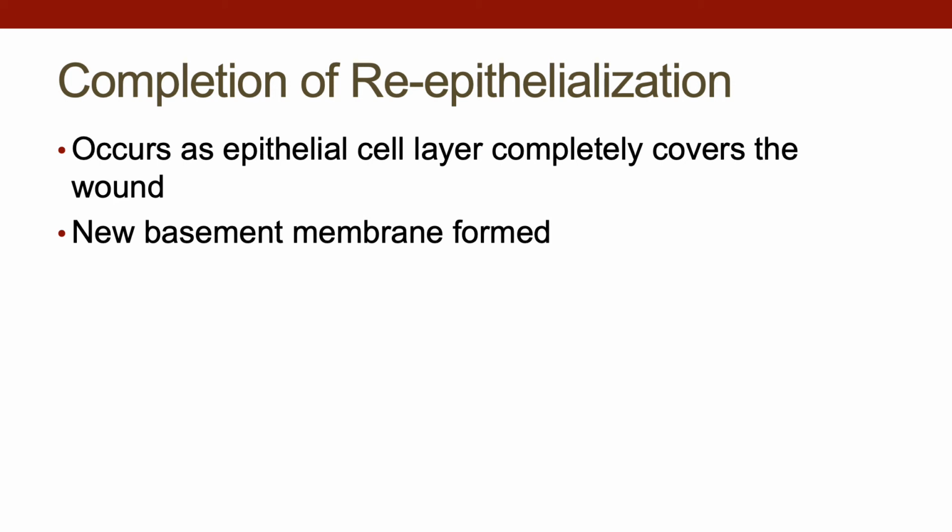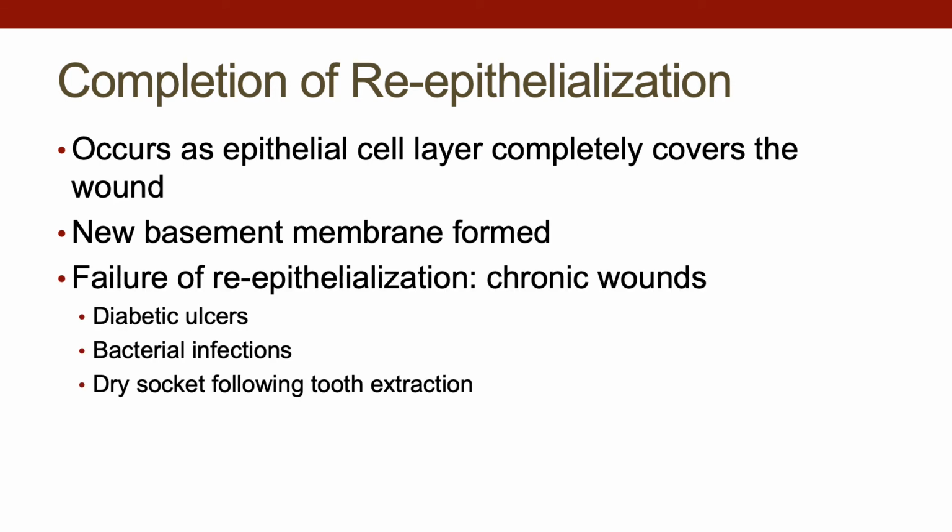New basement membrane is formed. And if this process fails, it can lead to chronic wounds that are always open. Examples of chronic wounds are diabetic ulcers, certain wounds from burns, and other wounds that get bacterial infections, which sometimes end up as chronic wounds. And the dry socket following tooth extraction is the dental example of a chronic wound.